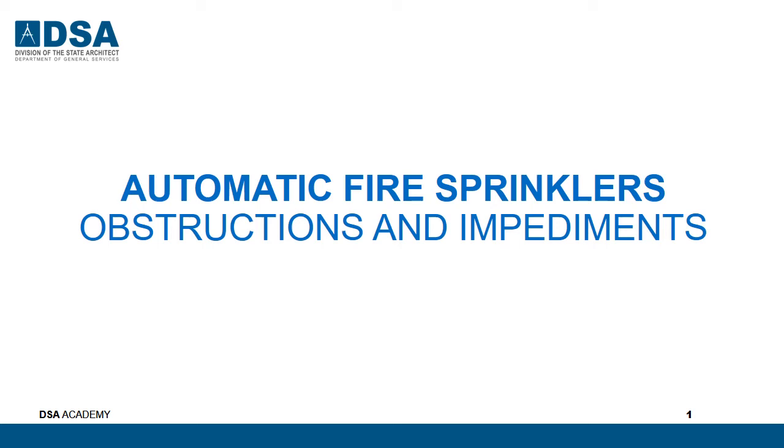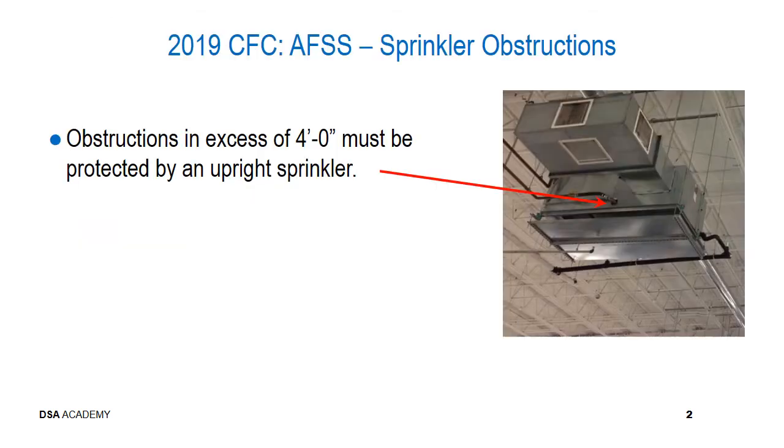Automatic fire sprinklers, obstructions and impediments. Any obstructions in excess of 4 feet in width must be protected by an upright sprinkler. This is because the obstruction presented by the 4-foot dimension has been tested and determined to be a critical factor.